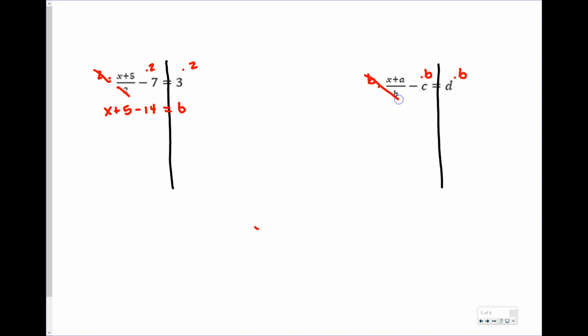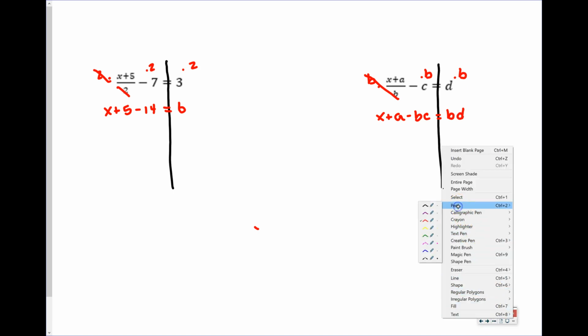The b's cancel out. I'm left with that thing on top, which is x plus a. And then b times c is just bc. I can't actually calculate that, so I just rewrite it. And over here, b times d is just bd. Okay. Now, our second step.